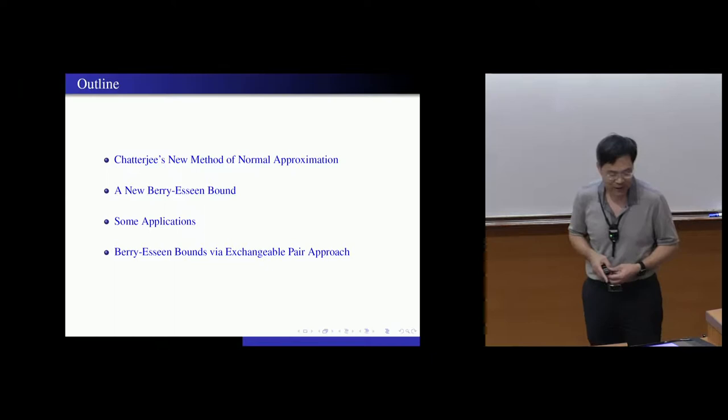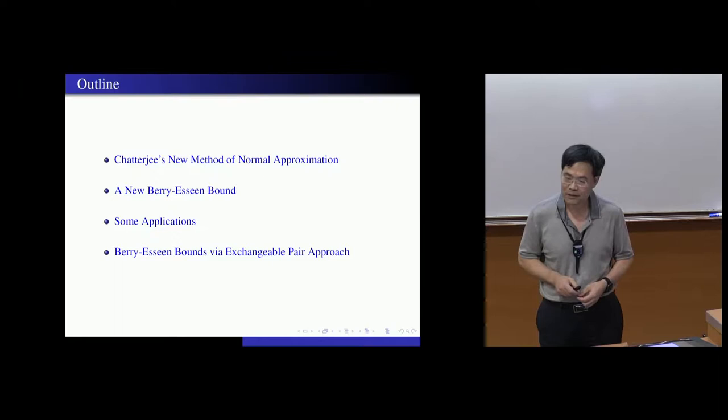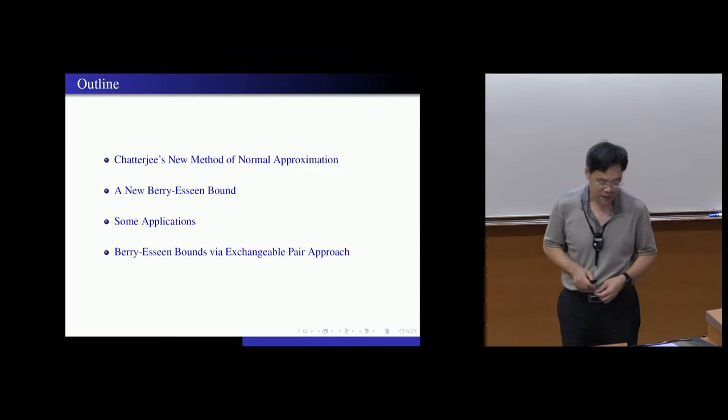So I will start with Chatterjee's 2008 paper, Chatterjee's new method of normal approximation for functionals of independent variables. And then I'll give you a new Berry-Esseen bound and also give you some applications. And at the end, I will give you some Berry-Esseen bounds using the exchangeable pair approach. Okay, that's the schedule of my talk.